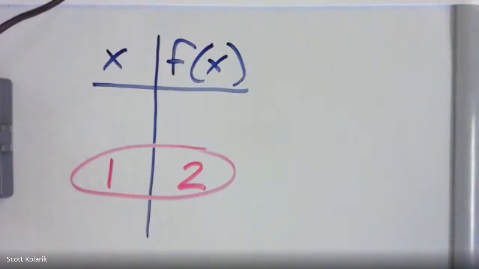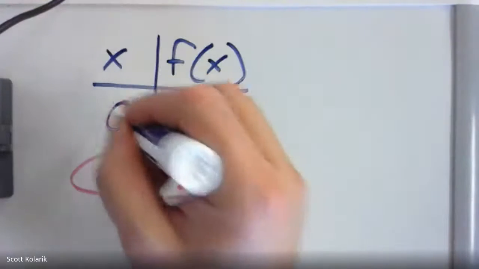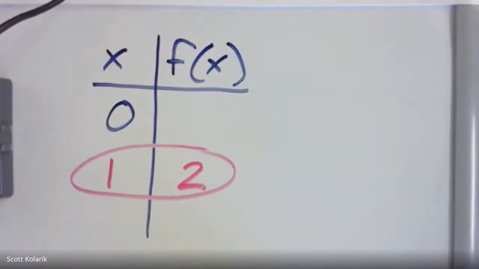So for instance, let's pick a value less than 1, like say 0. And then let's pick a value greater than 1, like say 2. Okay, pretty innocuous, not terribly difficult right there.